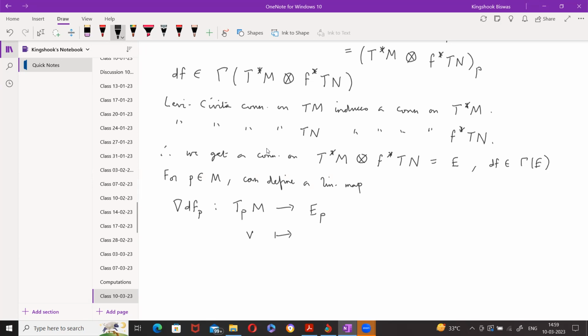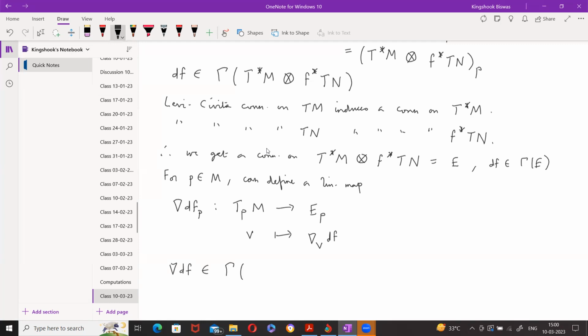So I can differentiate this section of E given this connection with respect to any tangent vector at P, right? So I can look at nabla sub V df, right? Yes, sir. So what is nabla df? This is called the second fundamental form. So let's understand what this object is.